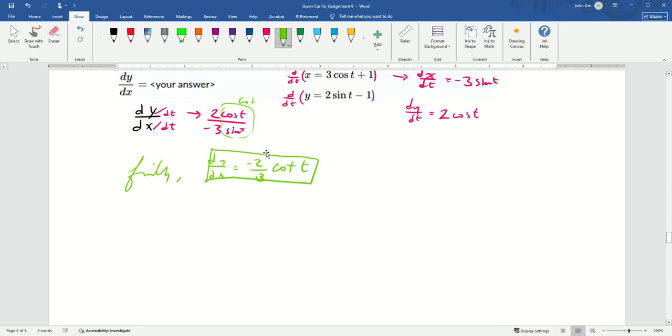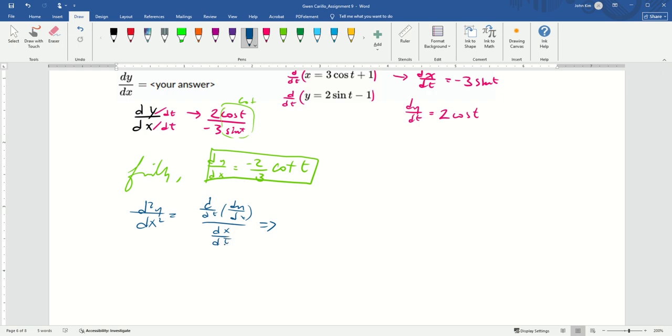The second part is pretty simple. We're going to take the second derivative, d squared y over dx squared. That's the derivative with respect to time of dy/dx, divided by dx/dt. In a parametric equation, whatever dy/dx was, take the derivative of that with respect to time, and divide by dx/dt.